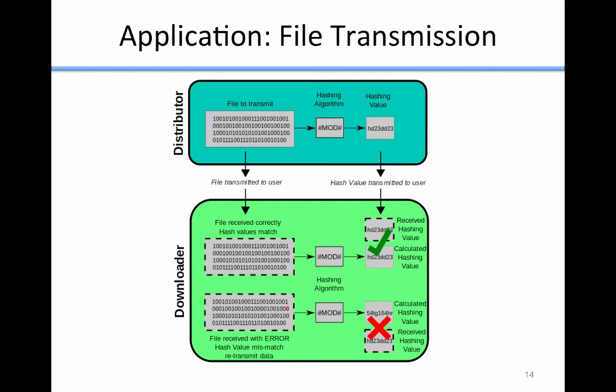So the first application of hash functions is file transfer. And the idea here is that I have a distributor. Let's consider this an internet thing. So you're downloading a really big file over the internet. So you have the distributor, the person you're downloading from, and the downloader.